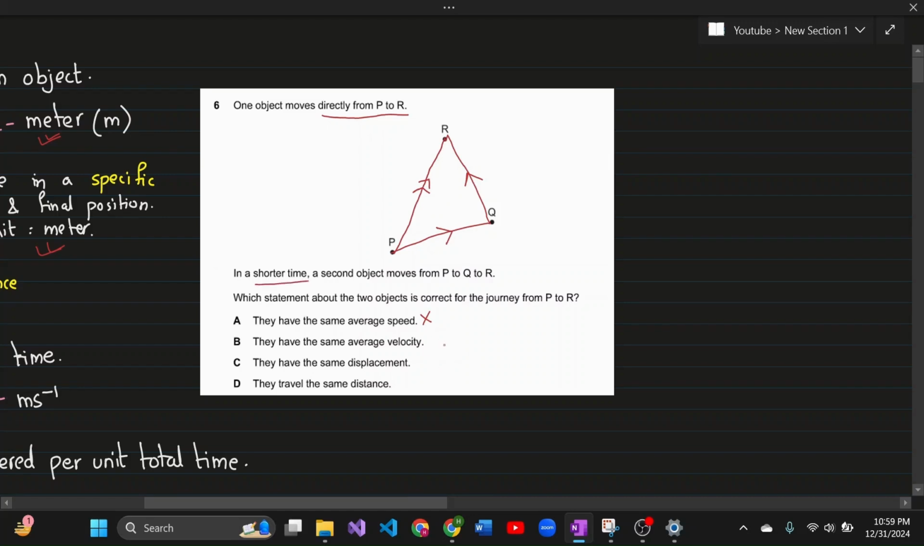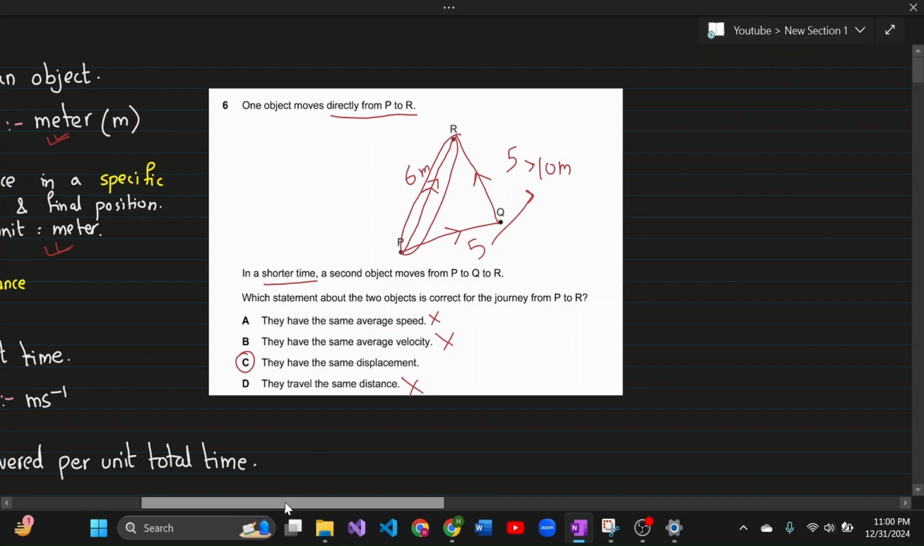They have the same displacement? Yes, they have the same displacement. And in D it is written they travel the same distance. No, it is not correct. You can see if this is 5 meter, this is 5 meter, and this is 6 meter, so this distance would be 10 meter altogether, and this is 6. So the distance is not the same, but displacement is the same, because displacement is what? The shortest distance. And the shortest distance P to R is only this one. So C would be the correct answer.